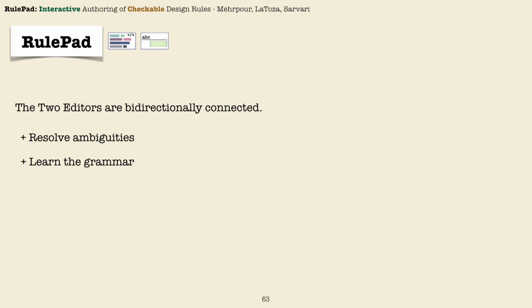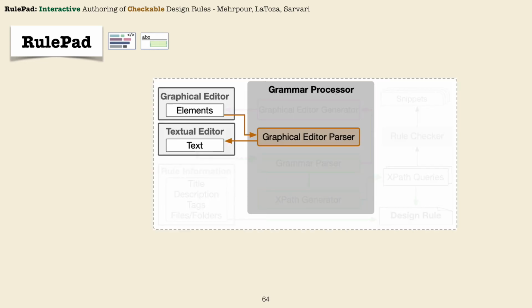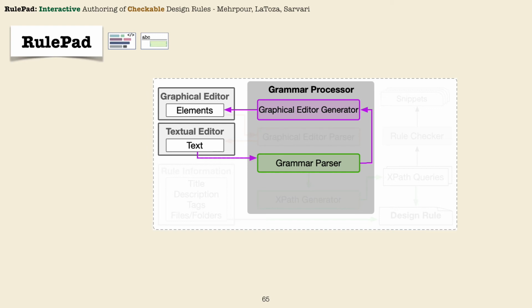Now let's see how this connection is implemented in RulePad. When the user makes a change in a graphical editor, the graphical editor parser modifies the text in the textual editor. Alternatively, if the user changes the text in the textual editor, the grammar parser parses the text, and using the parse tree, the elements in the graphical editor are generated.